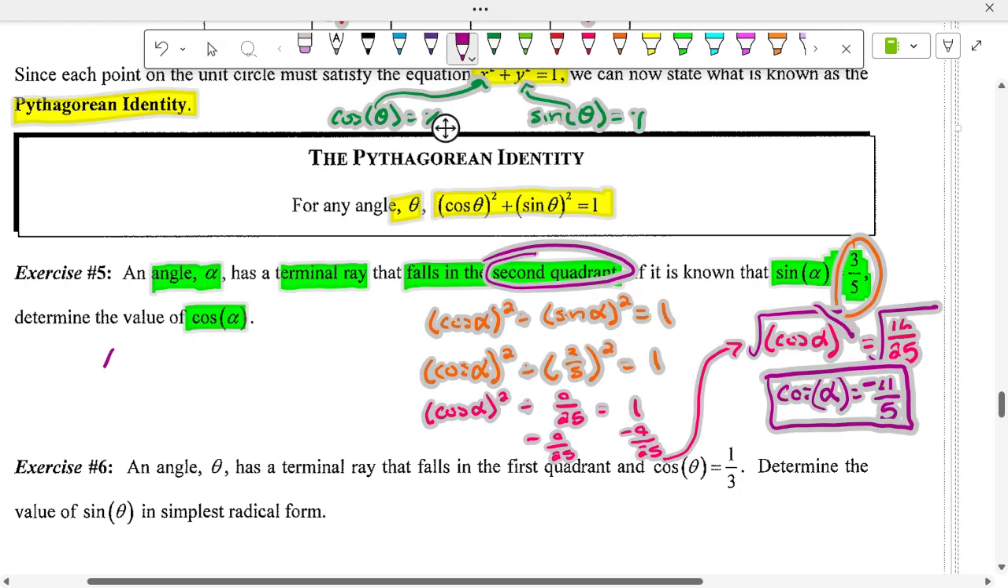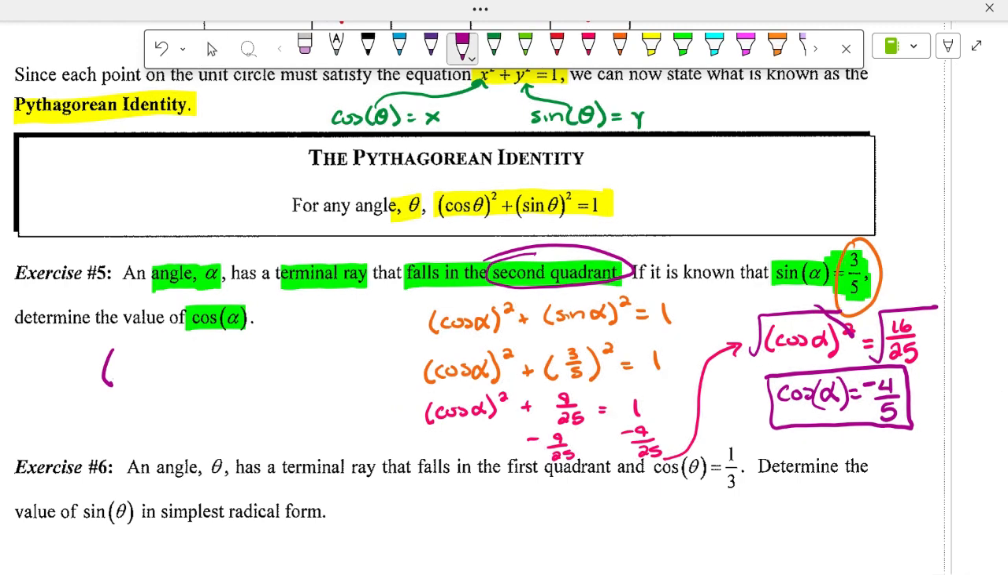So as a point, if I combine those two values as a point, what would the point be? So if that was a point xy, what would that be? What's the x? -4/5 and 3/5. That would be what the actual point is on the unit circle.